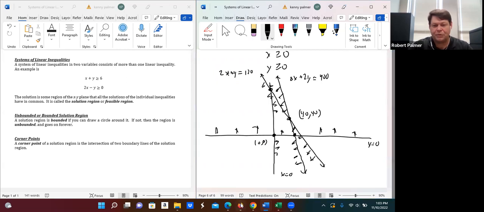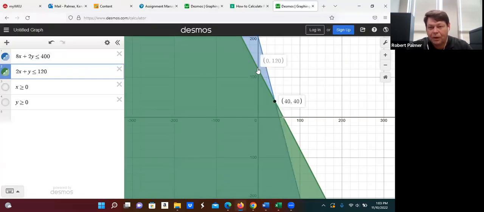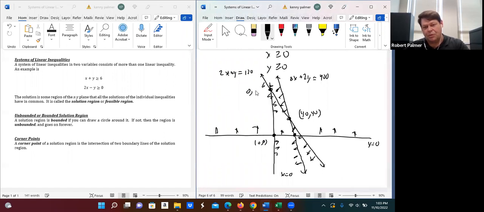Let's go back to Desmos and find out what those corner points are. Okay, one is 0, 120. And this one right here is 50, 0. This one is 0 and 120, and the other one right here is 50, 0. So it's going to be that point. So this is a bounded solution region, and we have 4 corner points.